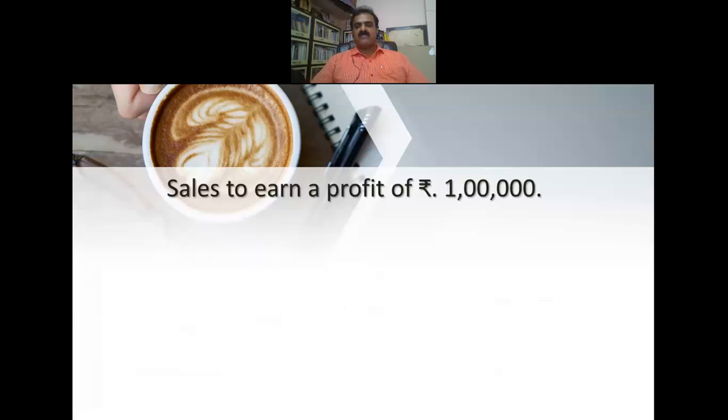Sales to earn a profit of 1 lakh rupees. If the profit is 1 lakh rupees, what would be the sales? That is to be calculated. To calculate this, the simple procedure here is sales equals fixed cost plus desired profit divided by PV ratio. This is the formula.